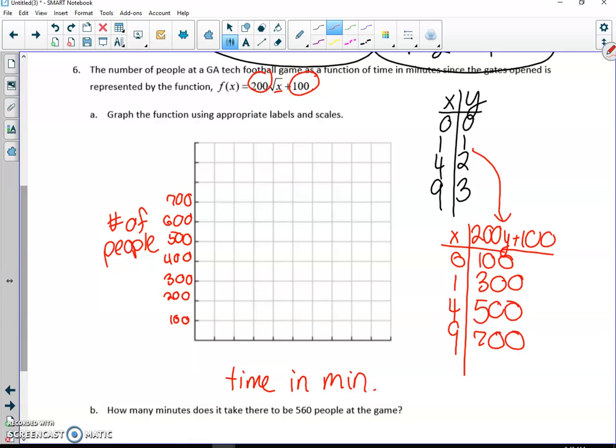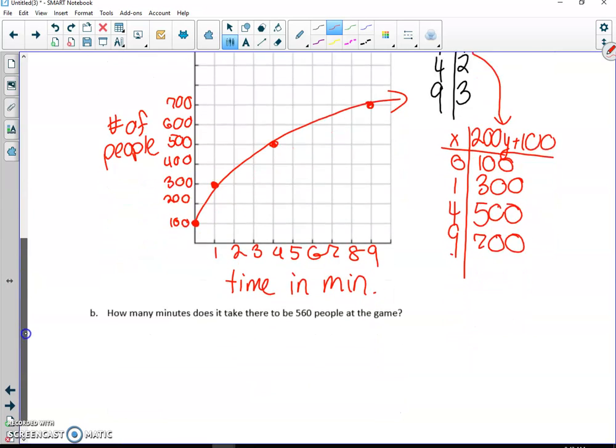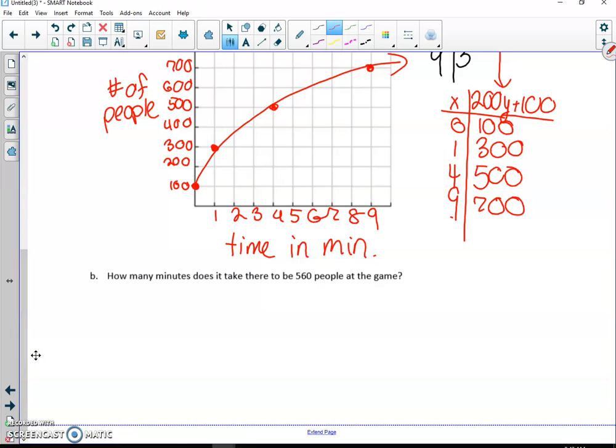But then for our x's, we're just going to count by ones because you see how we just go up to 9. So there's no need to really count by anything other than ones. 5, 6, 7, 8, 9. Okay? And then from there we can just plot our points. So 0, 100, 1, 300, 4, 500, and 9, 700. And remember, square root functions look like that, right? Okay, so that's that.